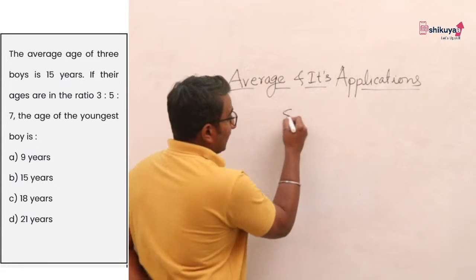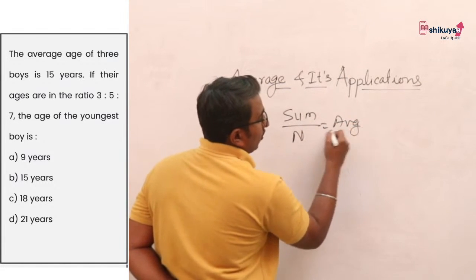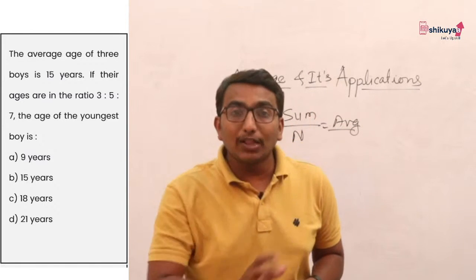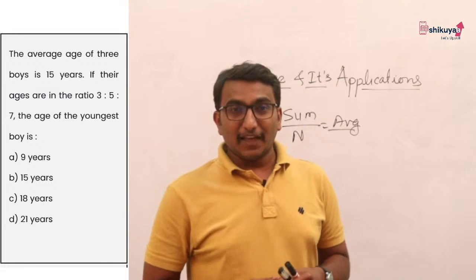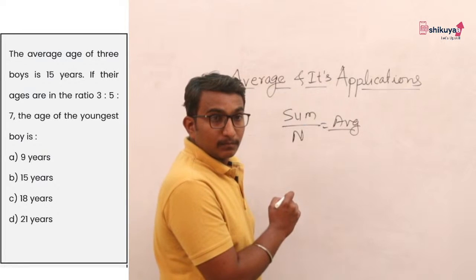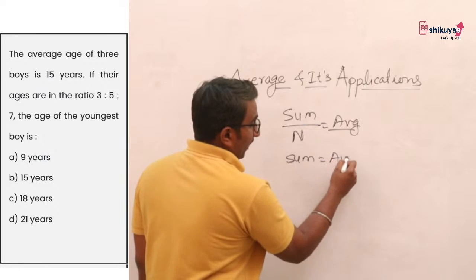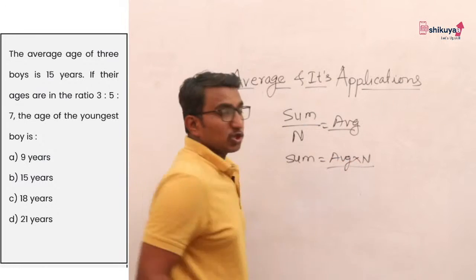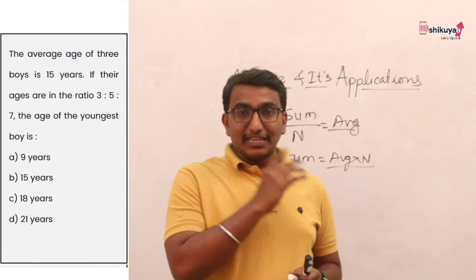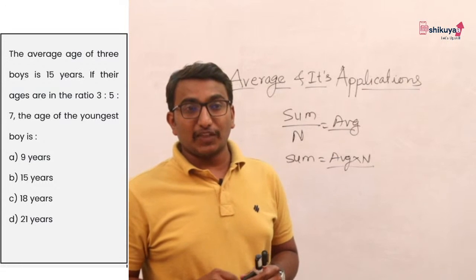The formula is sum upon n, which is equal to average. Now suppose we are supposed to calculate the sum of all the elements of a particular set, then we have to twist the formula a bit: sum is equal to average into n. So this is the formula to calculate the sum.